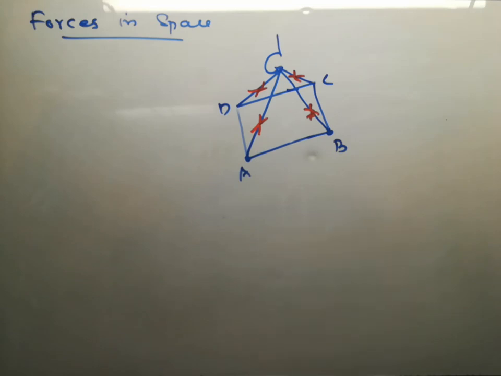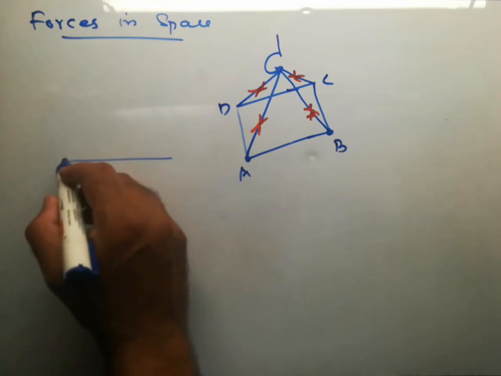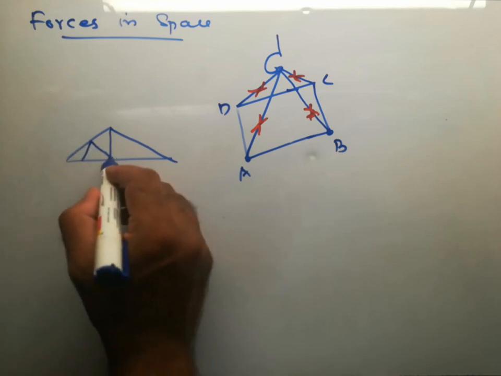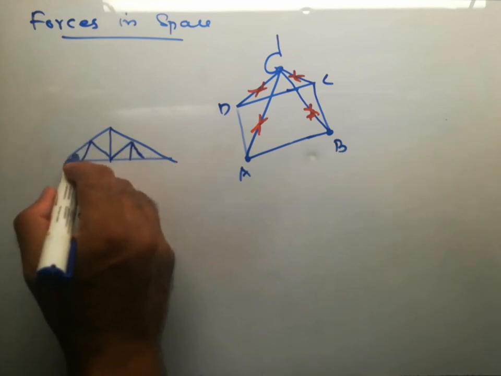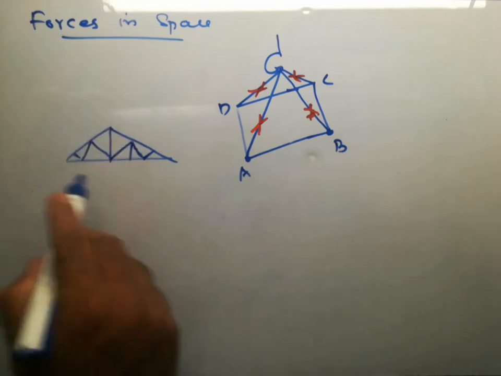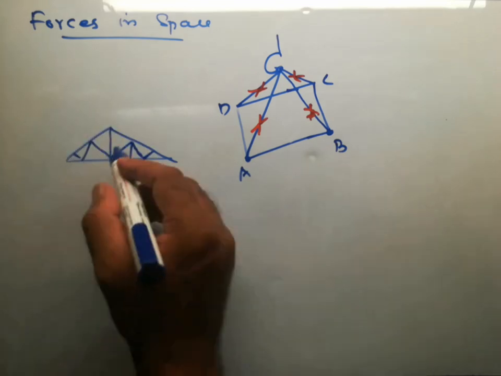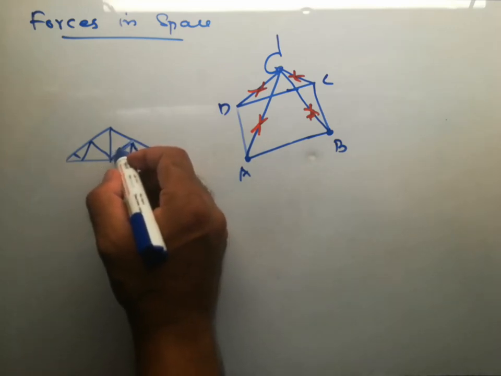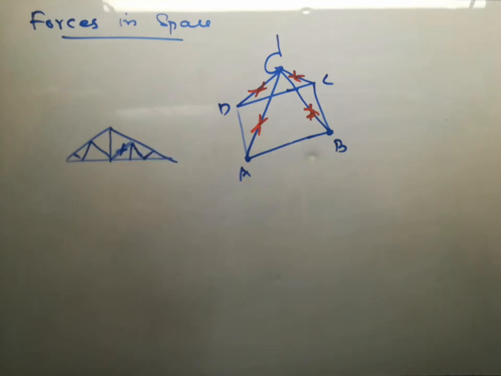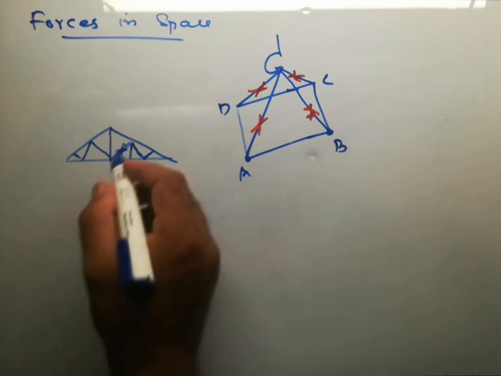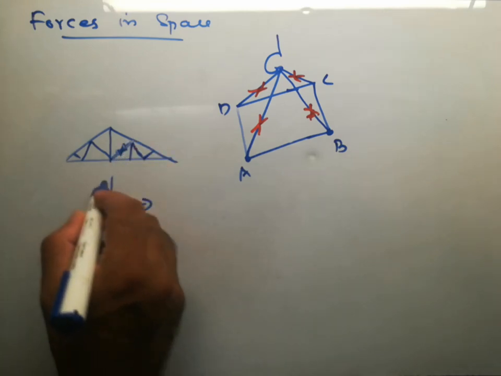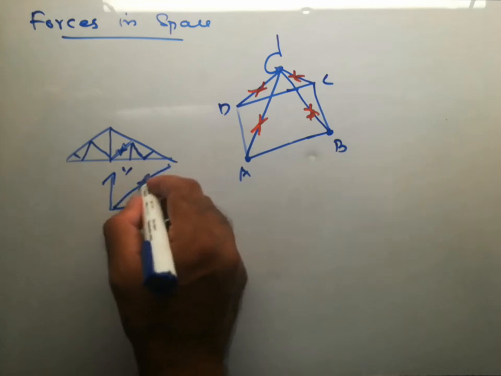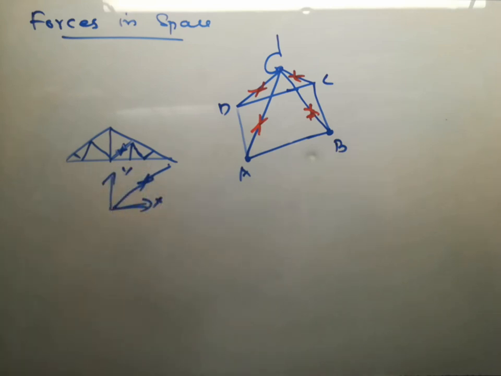Another example is, you might have seen trusses like this. In many industrial buildings, you can see truss like this. In this case, if we consider this element, say if tension is coming on that element, then this is in 2 dimension, say x and y. This will be the element, and this will be the tension. So this is in 2 dimension.